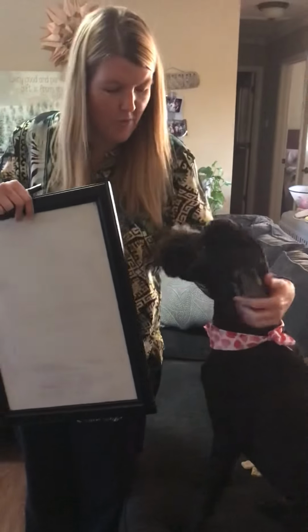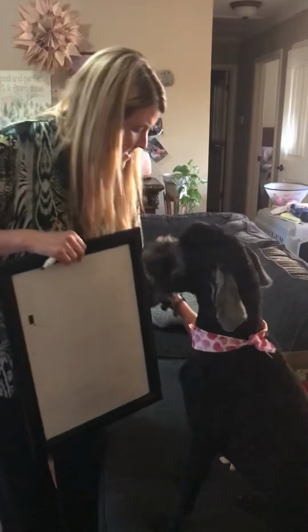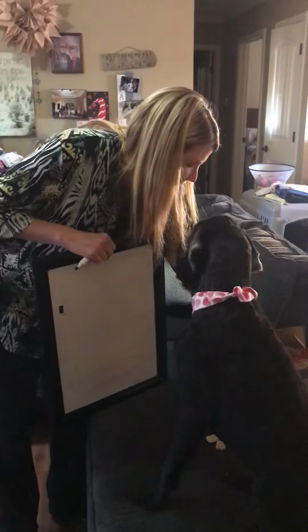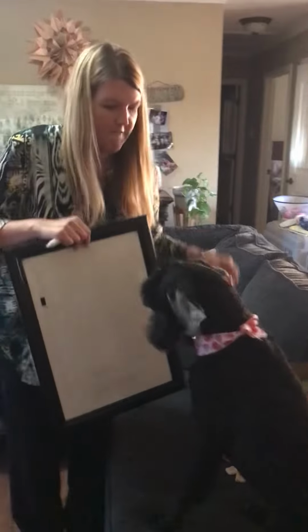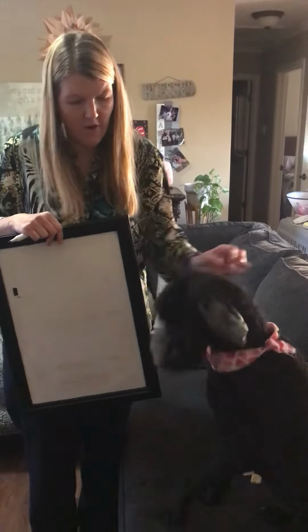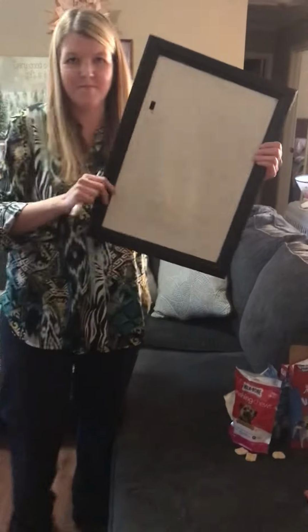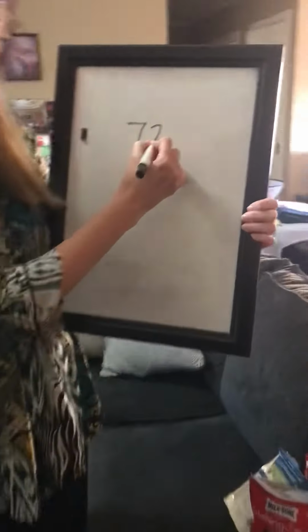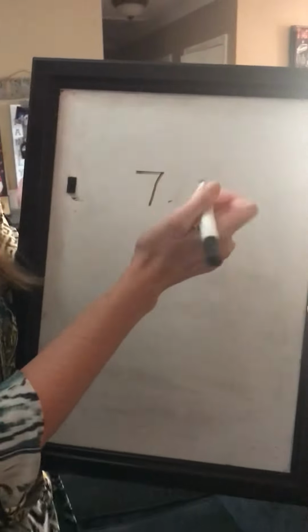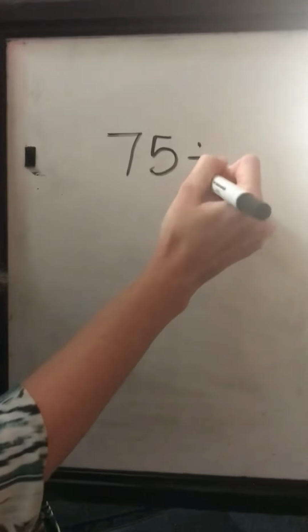All right, so let's say between the two of them, let's say that there are 75 treats. So we have to split it between the two. All right, this one's to brush your teeth. All right, good job. So they have 75 treats, and we're splitting them between the two dogs. So I've got 75 divided by 2.